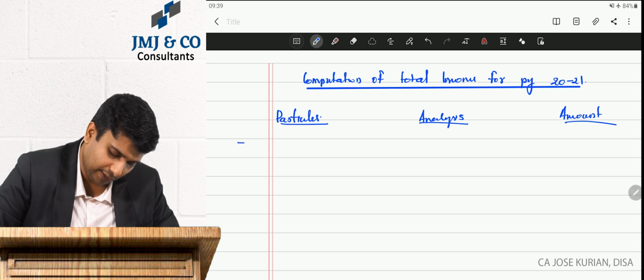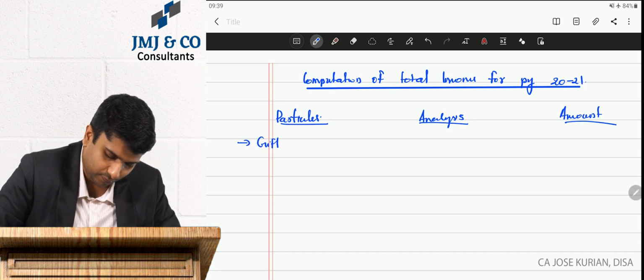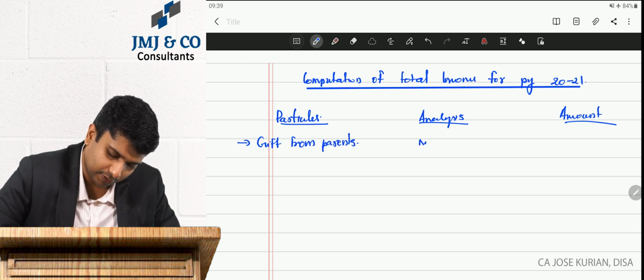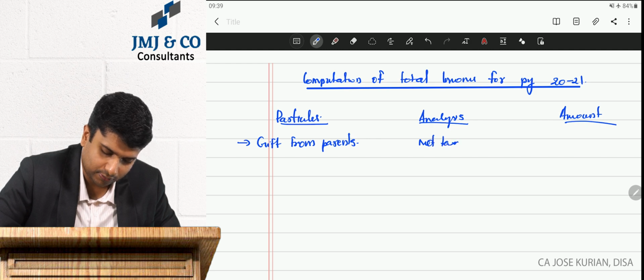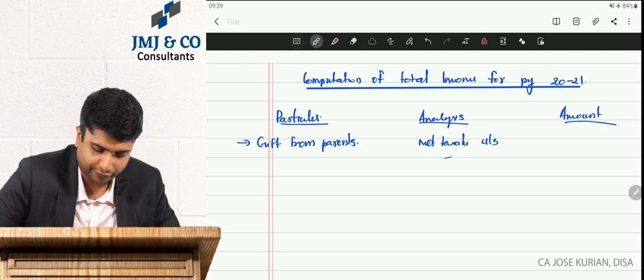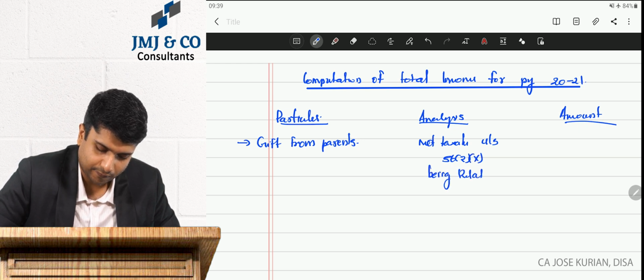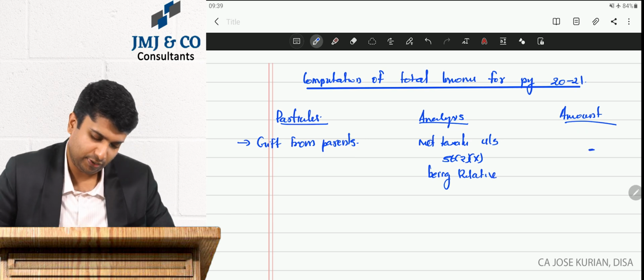So point number 1, gift from parents, not taxable under section 56(2)(x), being a relative, and the taxable amount nil.